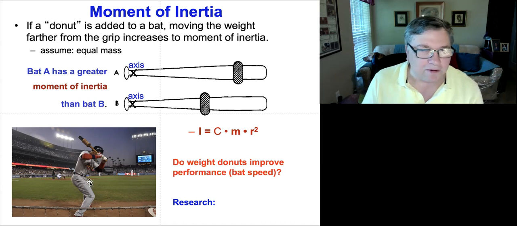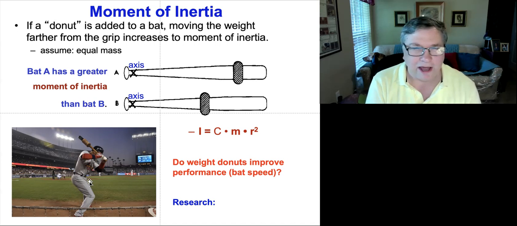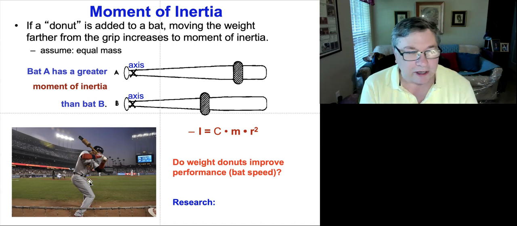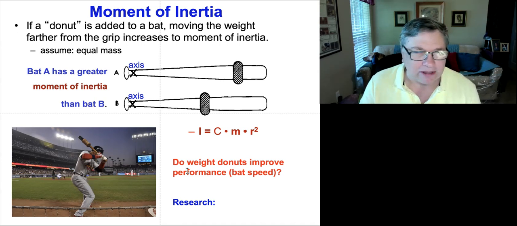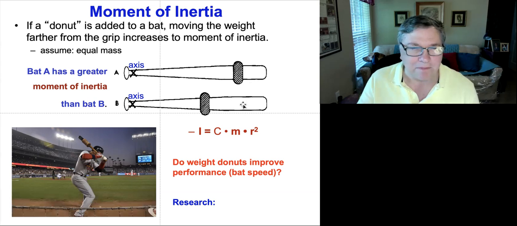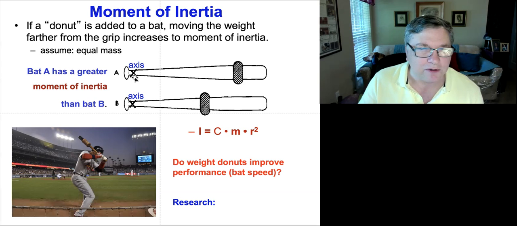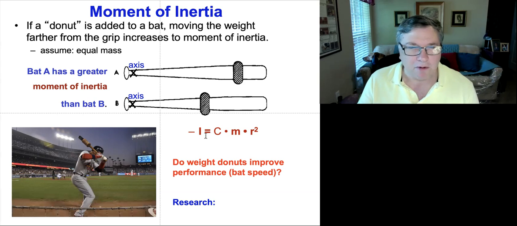So the weight donut, was that a good idea? Well, the good news is you didn't have it on while you were trying to hit the baseball or softball. Let's look at these two bats so we can see the difference in the moment of inertia. Let's say the mass of the weight donut is the same and the mass of the bats is the same. So this part doesn't change. That's a constant based on the shape of the bat. If we reduce the distance between the axis of rotation and the center of mass of the weight donut, that means we reduce the moment of inertia.